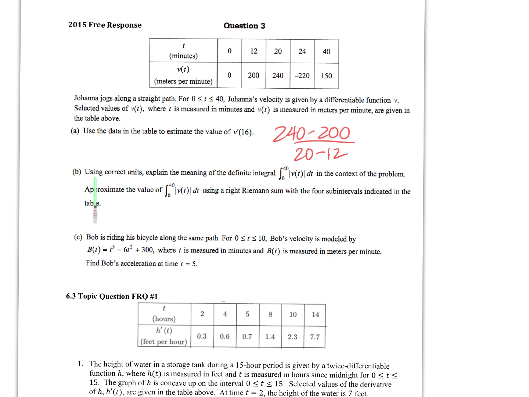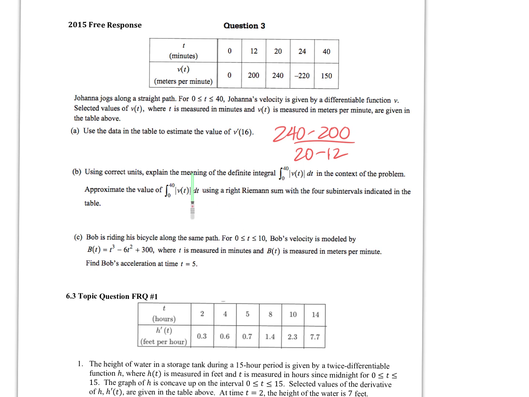Okay, part B. This is kind of new now, you guys, because we're just seeing this integral sign. Using correct units, explain the meaning of this definite integral. I can't really believe I gave this to you before I even did this problem, but here we go. We're here. And then they want us to approximate this value using a right Riemann sum. Wow. Okay, let's back this up. They want us to talk about what the heck this means. You guys, let's actually find this right Riemann sum first.